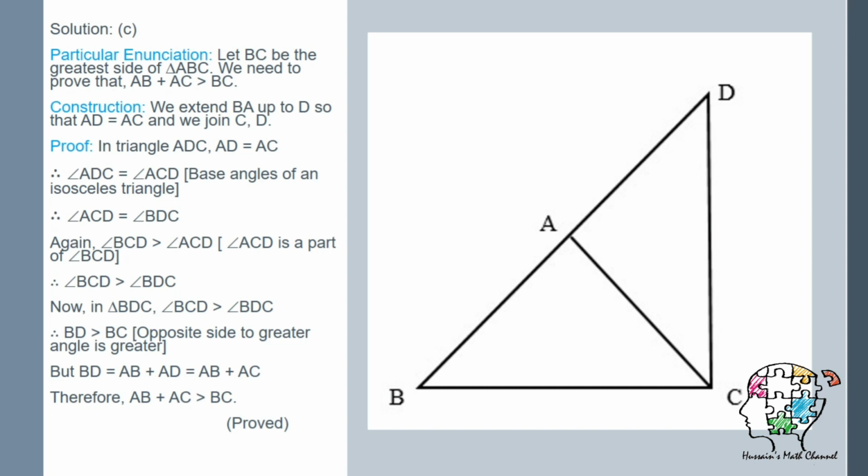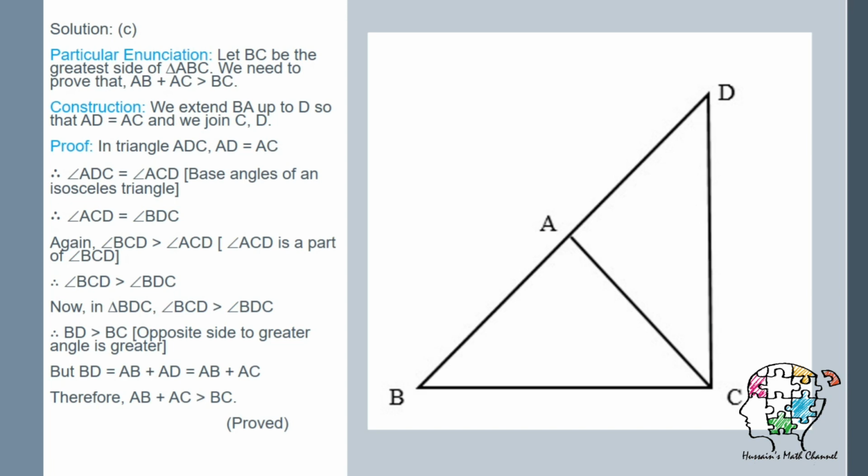In triangle ADC, AD is equal to AC according to our drawing. Therefore, angle ADC and angle ACD are equal, because this is an isosceles triangle and the base angles of an isosceles triangle are equal. Again, angle BDC and angle ADC are the same angle. Angle BCD is always greater than angle ACD because ACD is a part of BCD. So BCD is greater than BDC.